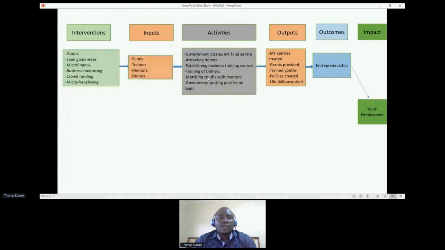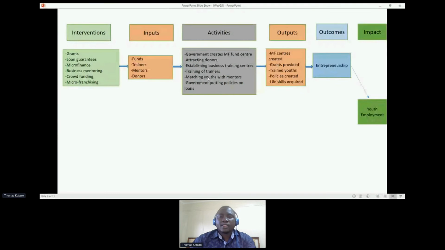If you see, for the internship, you will need the inputs, the activities that you'll need for the internship. You'll need a government creating microfinance fund centers, attracting donors, establishing business training centers. So these ones tend to improve. They help in getting grants for the youths so that they can get their own entrepreneurship skills and to have businesses running, because the grants help to boost their capital. Things like loans, then it leads to policies created.